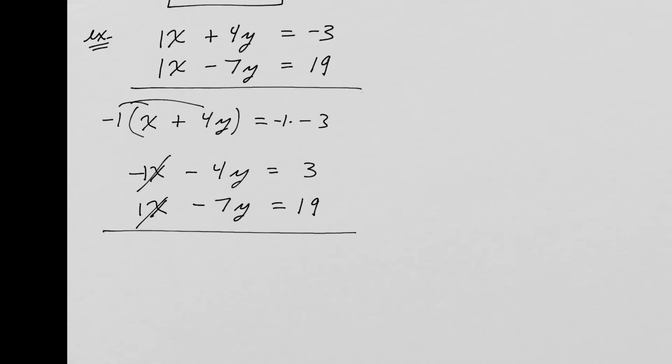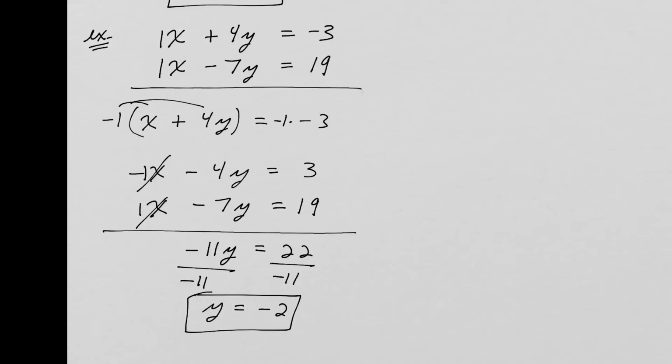So negative x plus x is 0. That's gone. Negative 4y minus 7y is negative 11y. And that's got to equal 3 plus 19, which is 22. But then to solve for y, I can divide by negative 11. So y is going to be, well, positive 22 divided by negative 11 is a negative 2. Okay, so I'm half done, right?